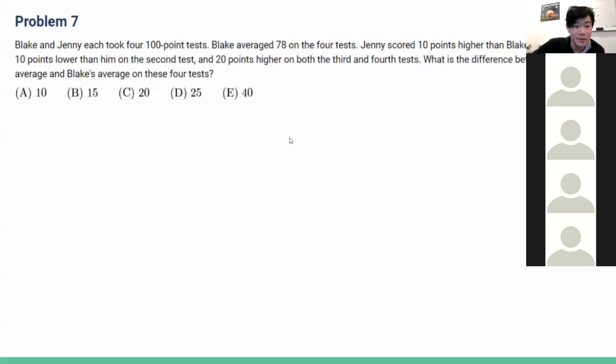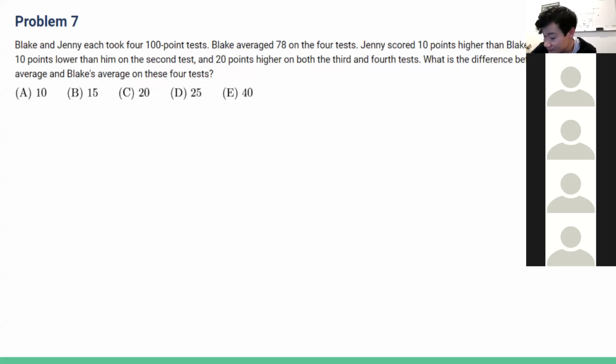Moving on. Problem 7. Blake and Jenny each took 4 100-point tests. Blake averaged 78 on the 4 tests. Jenny scored 10 points higher than Blake on the first test, 10 points lower than him on the second test, and 20 points higher on both the third and the fourth test. What is the difference between Jenny's average and Blake's average on these 4 tests?